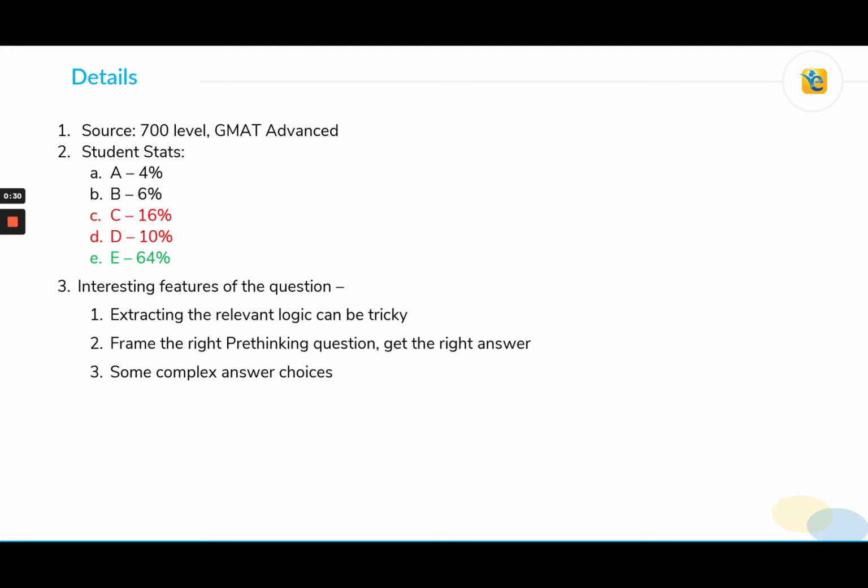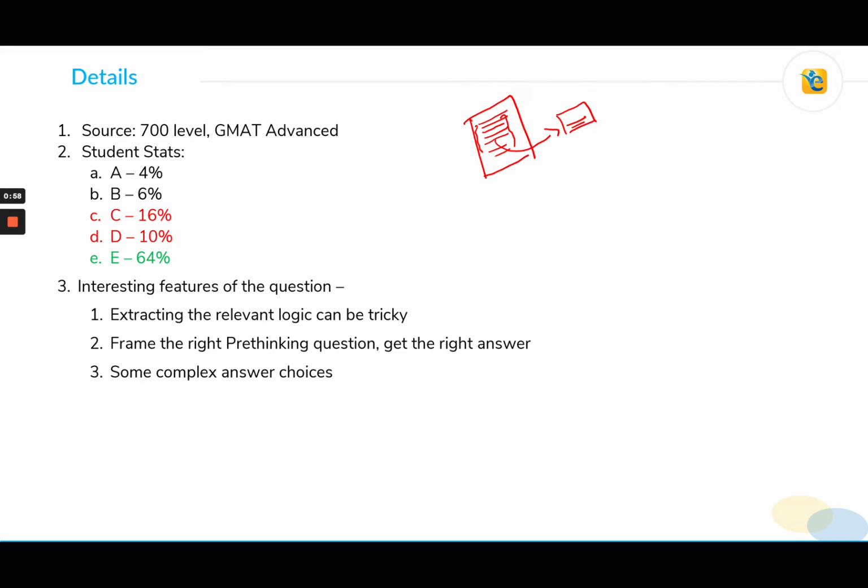The first aspect that's of interest to me is that this is a question where there's a lot of information given in the argument, and not all of it is relevant as far as your actual logic is concerned. In other words, there's a lot of background information. It is our job to extract the relevant logic, the exact logic that your conclusion is based on. You need to have the ability to extract this particular logic. We'll see that in this video.